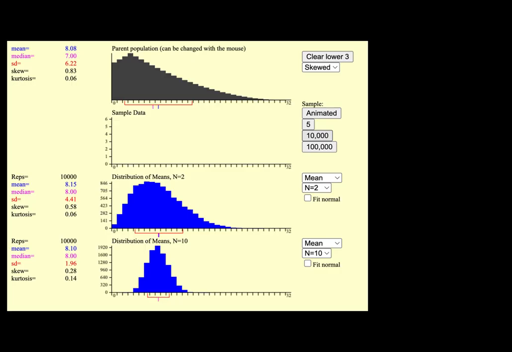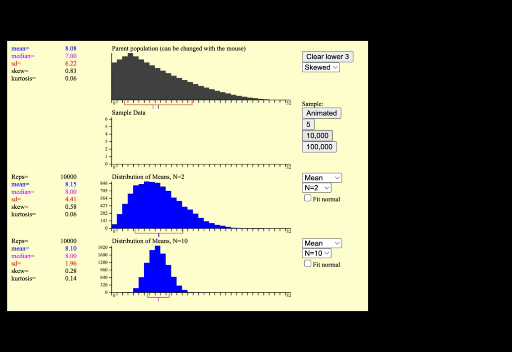What do we see as their shapes? What I wanted us to do now, go ahead and clear all those out if you're in this website. All right, and let's change my parent distribution to something skewed. So I selected that drop-down menu and selected skewed. And now I'm going to do it different. Let's go 5 and 10.